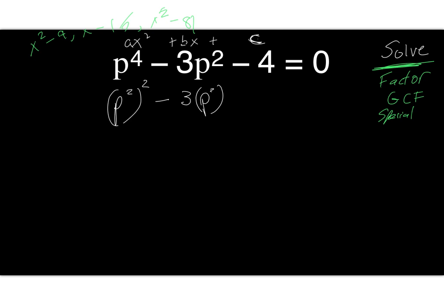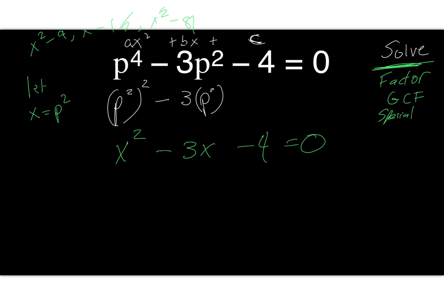Let x equal p squared. If I do that, then I will have x squared minus 3x minus 4 equals 0. And now it looks a lot like the problems that we have done, or it should.